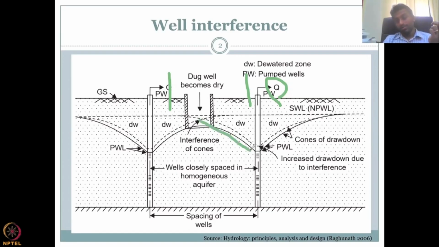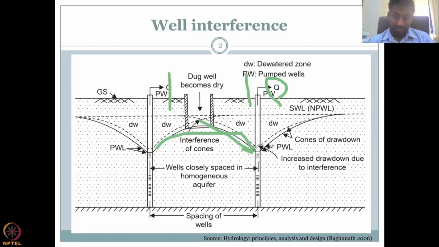So from here, the water comes down, and that is why your water table comes down. The most critical part is that it comes down below the base of the dug well. Once it goes below the base of the dug well, there is no recharge. The dug well becomes dry.